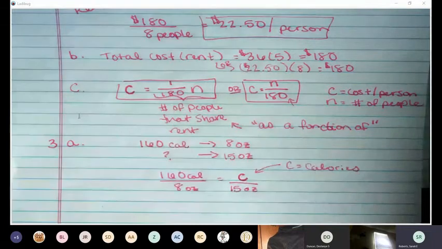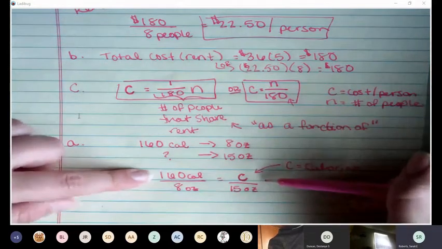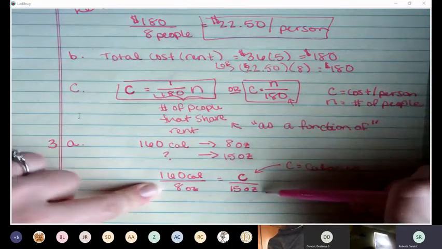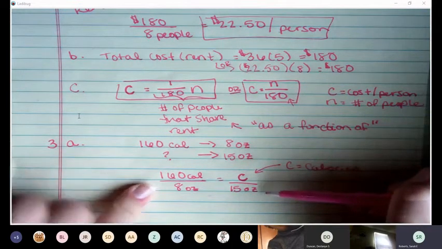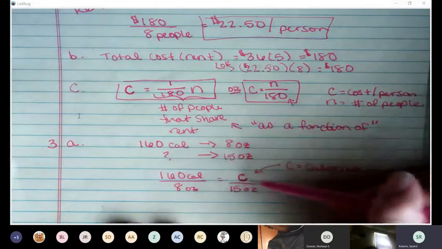Was there a question? Does somebody have a question? Okay. So I set up a proportion with the number of calories in the numerator and the number of ounces in the denominator. Okay. And these proportions should be equal.